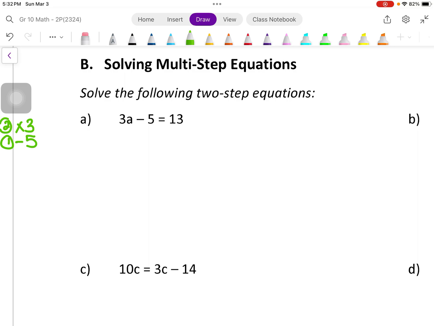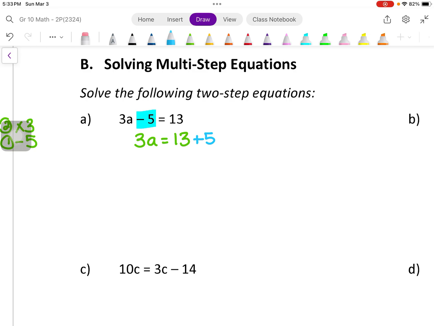The opposite of subtracting 5 is to add 5. So this is what I want to move. I'm going to start with what it is that I have left. Once I move the subtraction of 5, I'm left with 3a on this side. On the other side, what do I already have? I have a 13. And now I'm going to look at that 5. What is the opposite of subtracting 5? That is to add 5.